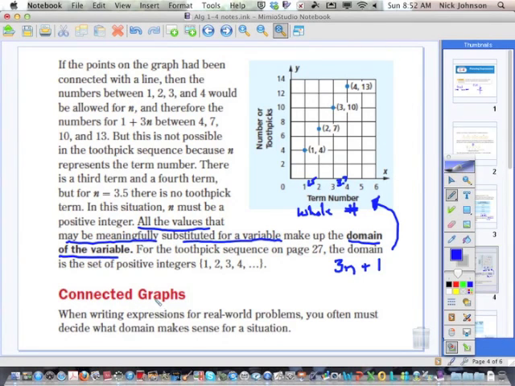Connecting graphs. When writing expressions for real-world problems, you often must decide what domain makes sense for a situation. This domain here made sense because all we had were term numbers.